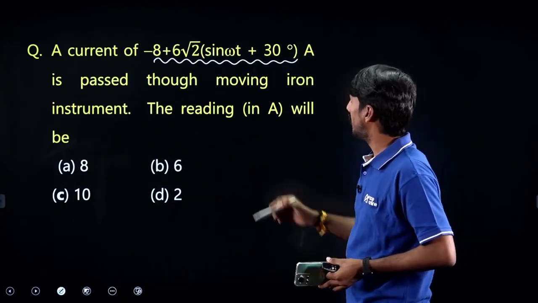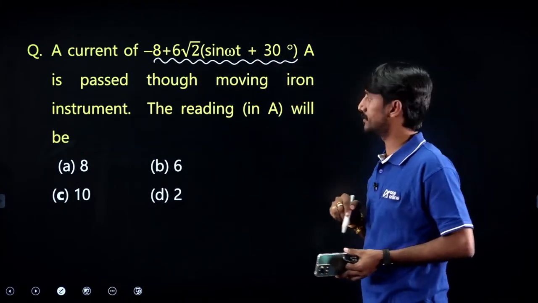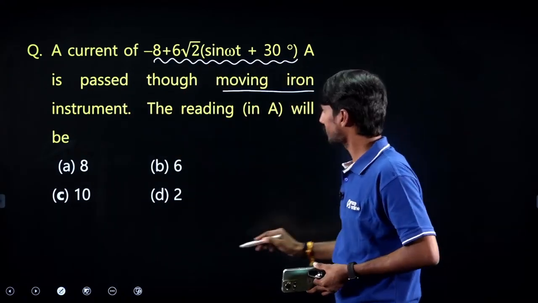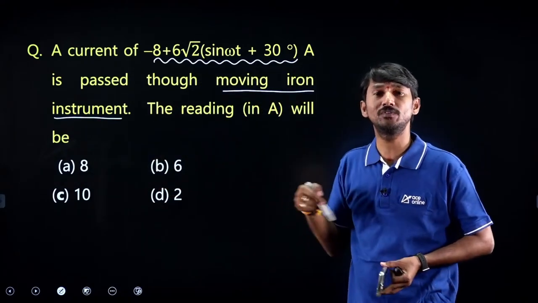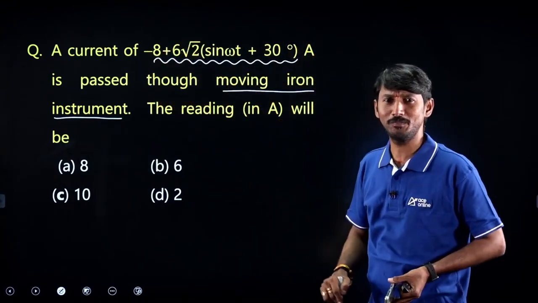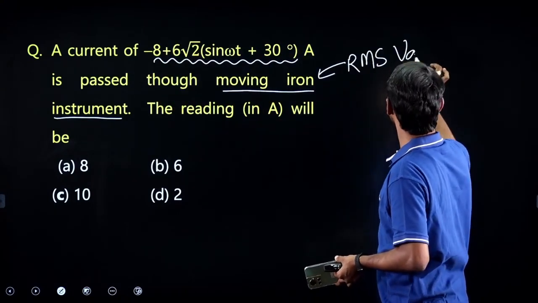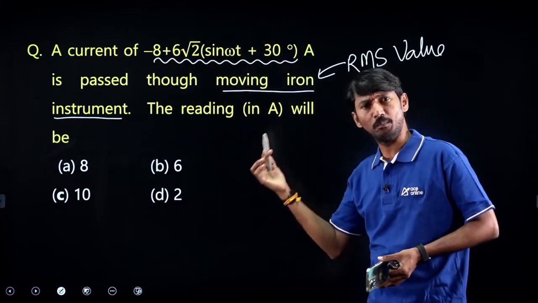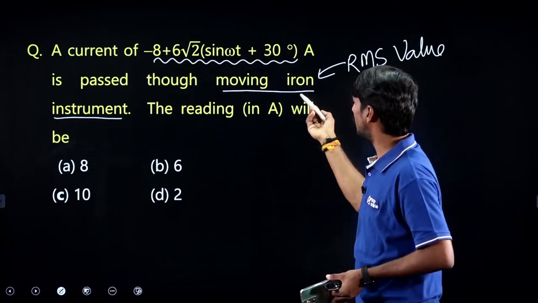A current of minus 8 plus 6 root 2 sin(omega t plus 30 degrees) is passed through a moving iron instrument. Which value does the moving iron instrument read? RMS. So we are supposed to find the RMS value of this. Very simple. A moving iron instrument reads the RMS value for which supply? AC supply. AC is given. MI instrument reads RMS value. Now we are supposed to find the RMS value.